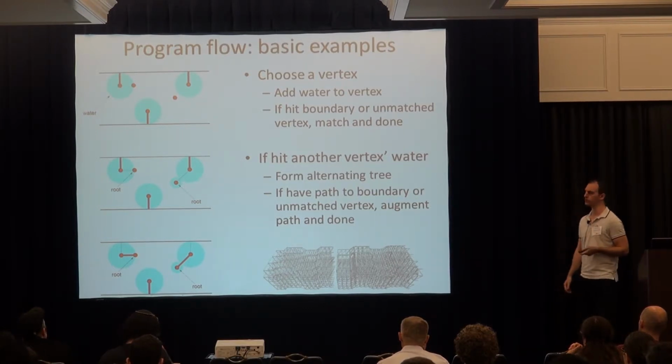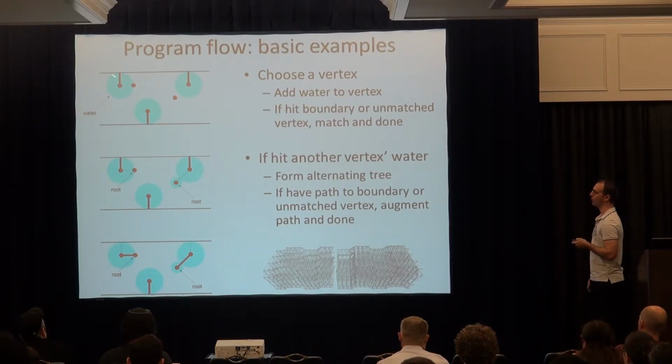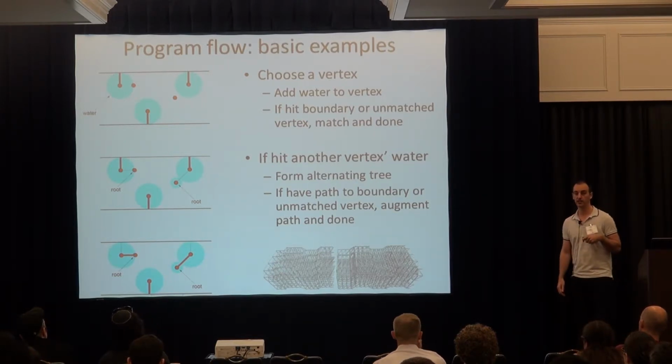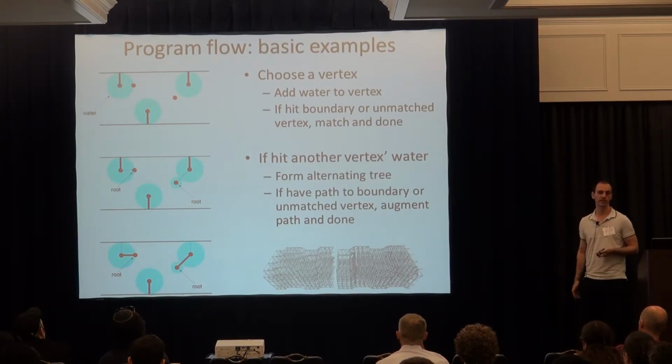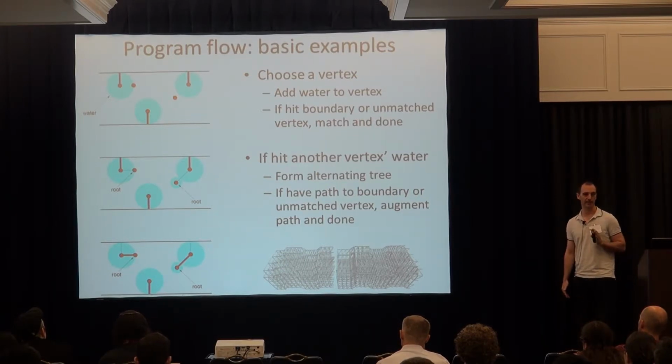So something of interest could be another vertex or a boundary. And if that thing of interest is unmatched, so in this case, the vertex is unmatched, and a boundary is always unmatched, you can match with it. So in this case, just for the hell of it, I chose to match with boundaries. So that's one class of thing that can happen when you run the algorithm.